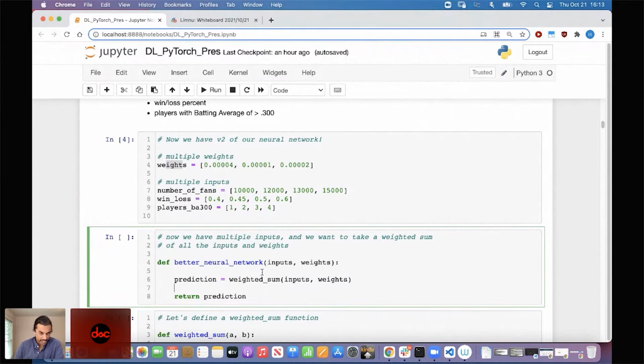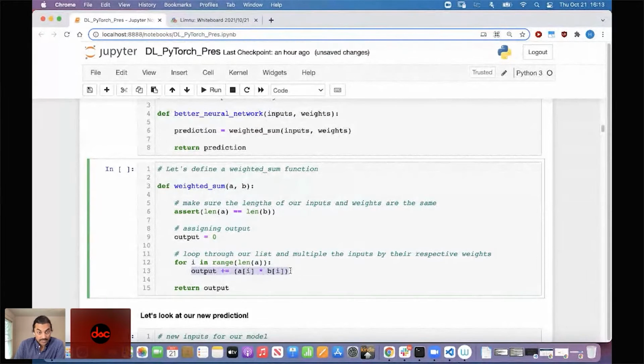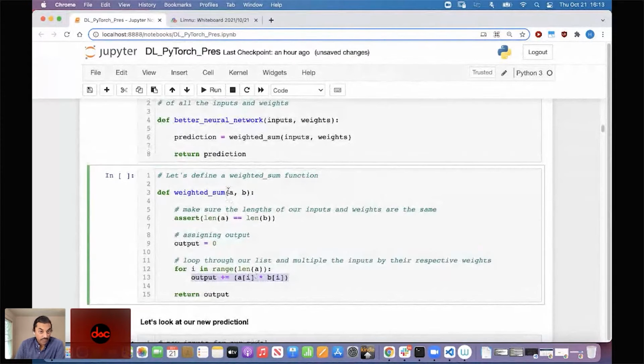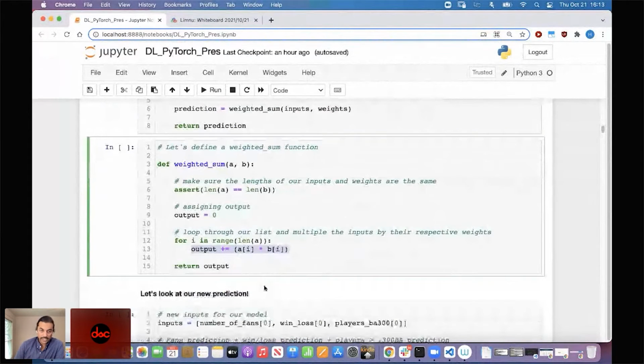So let's see this in action. Here's my function for a weighted sum. I want to put your attention to this line here. What this is saying is, for whatever is in A, multiply it by the corresponding index of B. So in this first example, let's take a look at it.